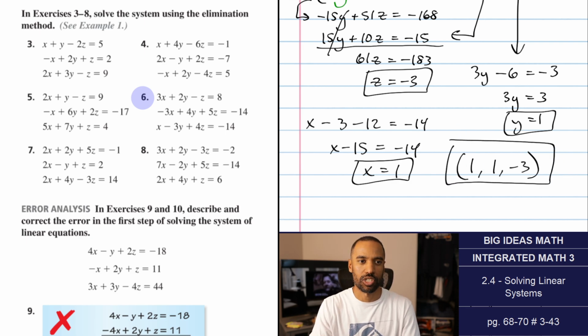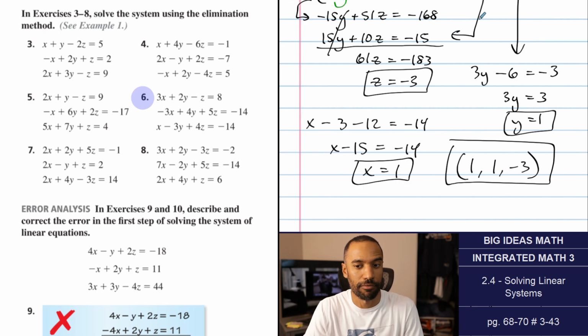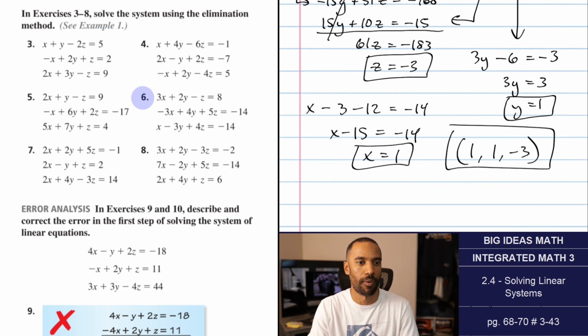Once again, I think I'm anticipating getting integer answers and potentially smaller numbers here. If things become fractions, they become fractions. I'm just going to leave them as they are, though. All right, that is number 6. Let's move forward. Number 7.